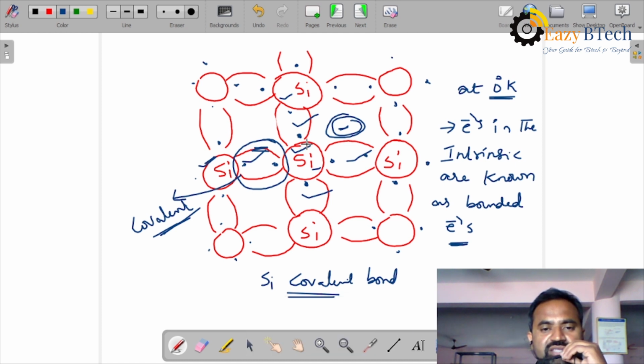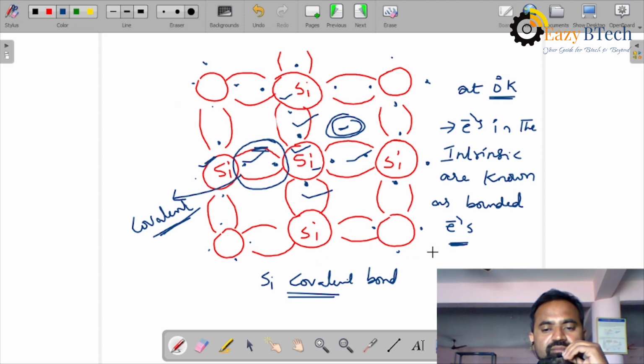At 0 degrees Kelvin, due to the strong covalent bond, this semiconductor structure can act as an insulator because of the bounded electrons within the covalent bond. That is why the intrinsic semiconductor at 0 degrees Kelvin can act as an insulator.